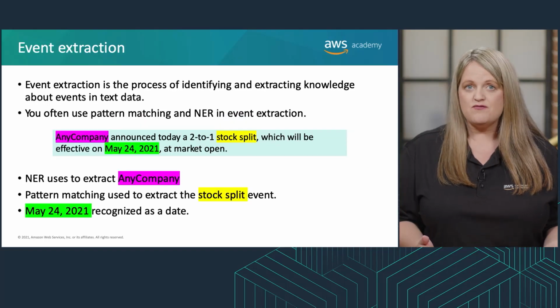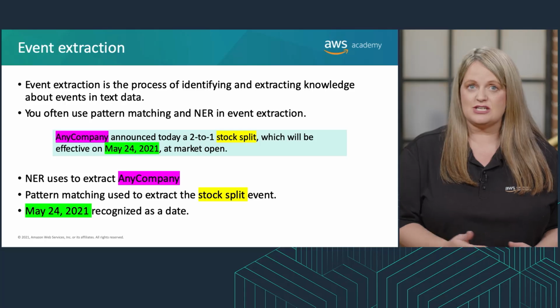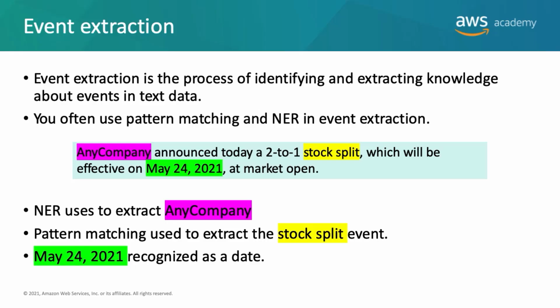The final type of information extraction is event extraction. This is the process of extracting knowledge about events in text. Events can be anything from meetings to stock price changes to elections. Event extraction is challenging. An event must first be detected in the text. Then the key event information, such as participants, location, and date, must be extracted.